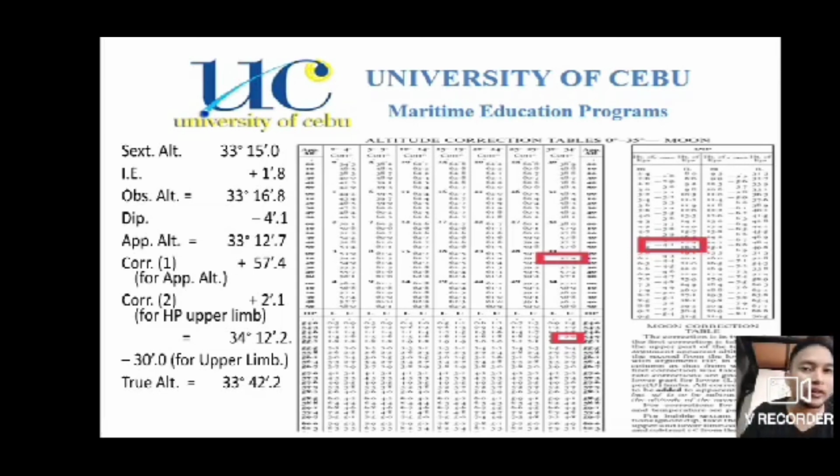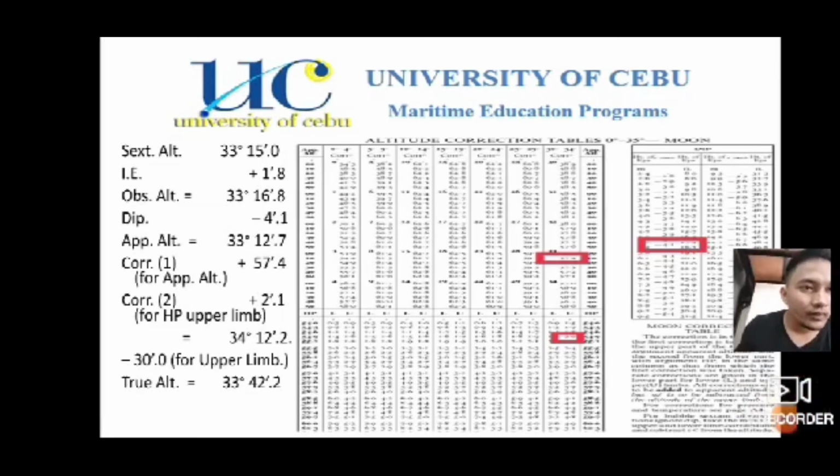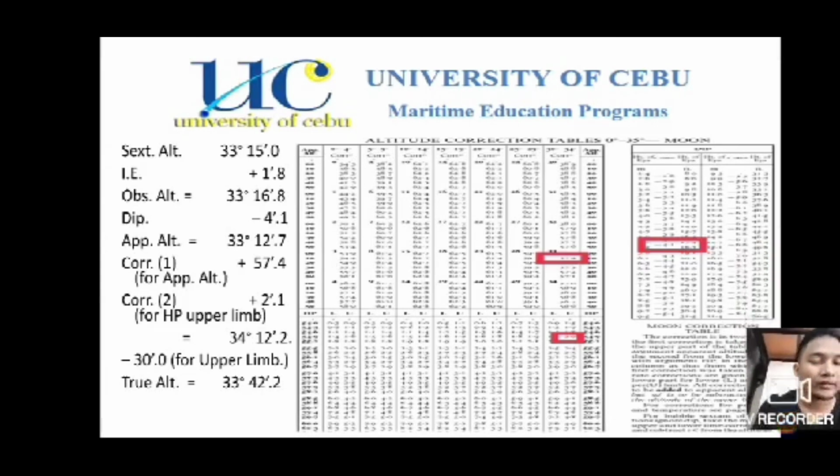But there is a note here that says 30 minutes is to be subtracted from the altitude of the upper limb. Since we're looking for the upper limb, we will subtract 30 minutes in the correction. So after we subtract, we get the true altitude, which is 32 degrees 42.2 minutes.